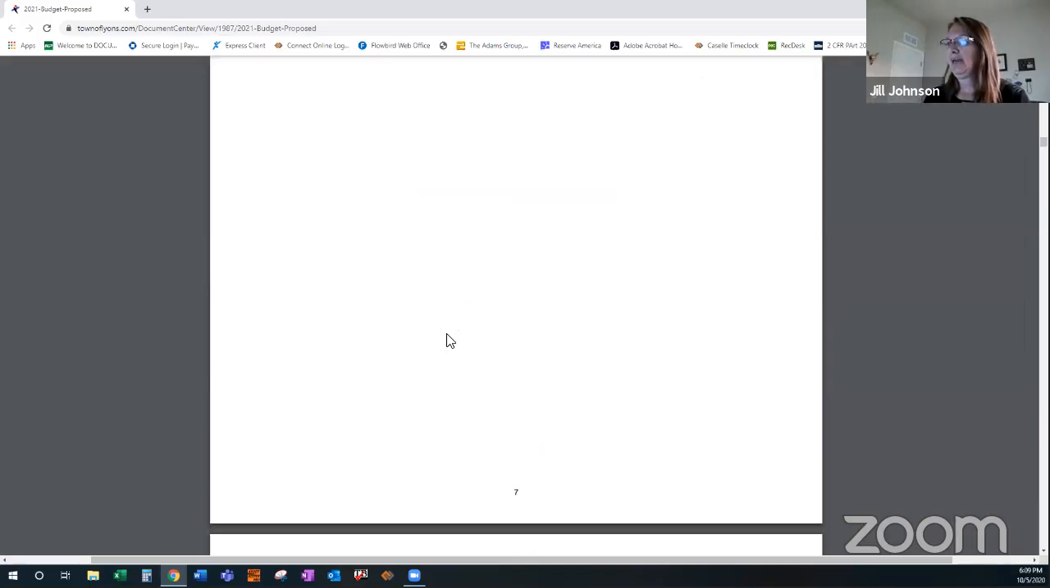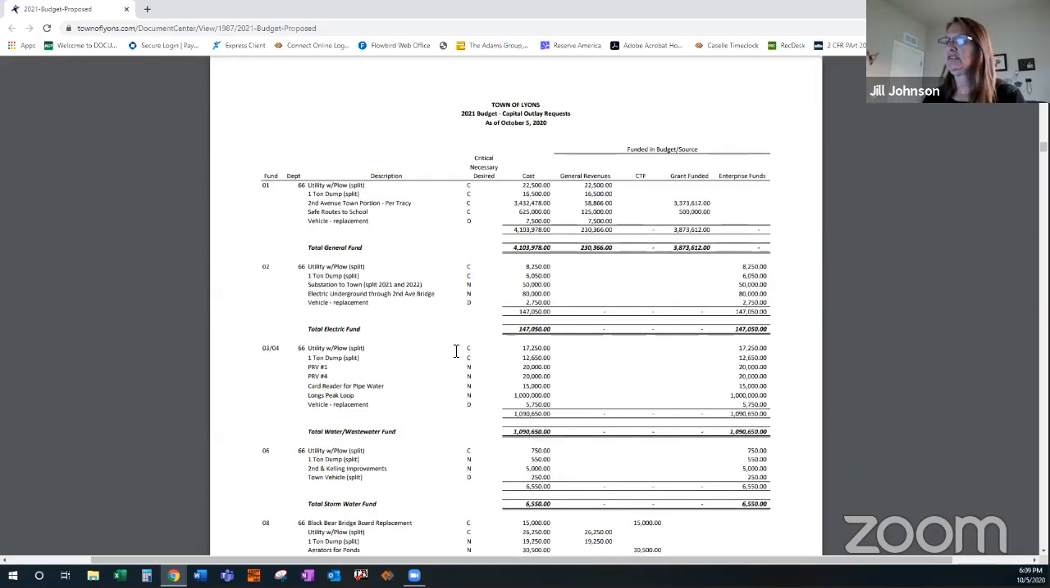From there, we're going to look at capital. So there's several different things in here that relate to capital. The first one is a capital outlay worksheet. It is done by fund. So you'll see your funds on the left-hand side. It goes through and talks about what we're looking to spend capital money on. And then it will also tell you whether it's a critical need, if it's necessary, or if it's something that we just would really like to have.